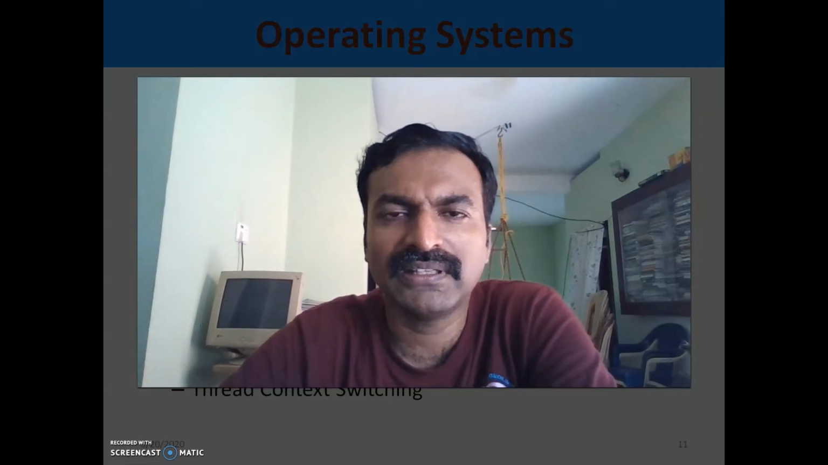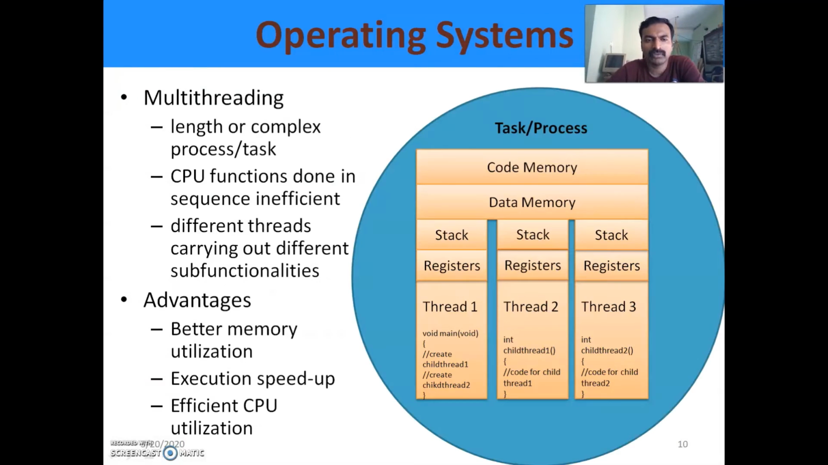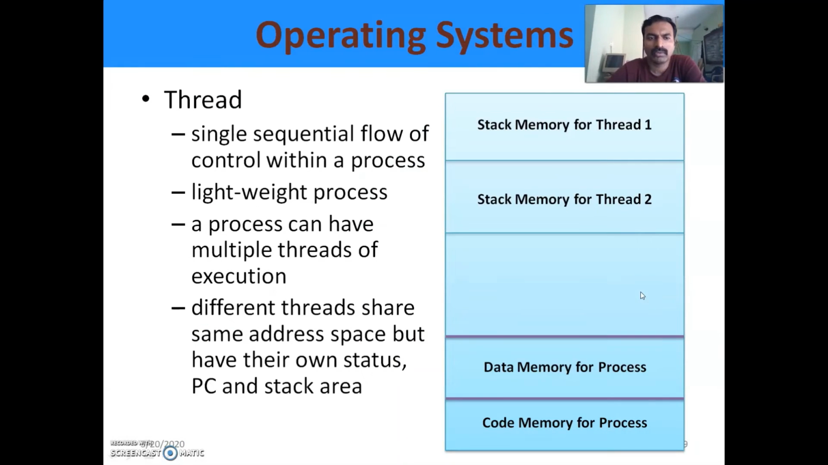Now we will see the third term, called thread. What is a thread? It is a single sequential flow of control within a process, or we can say it's a lightweight process. A process can have multiple threads of execution, and the interesting thing is the threads will share the same address space, but each will have its own status, PC, and stack area.